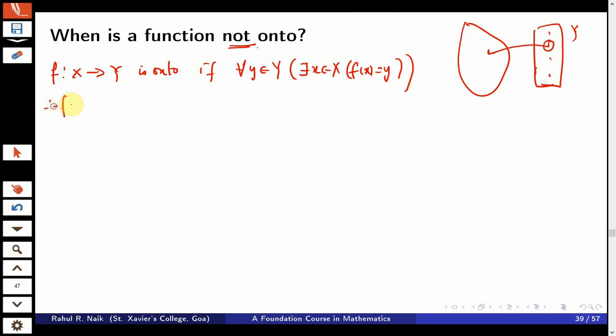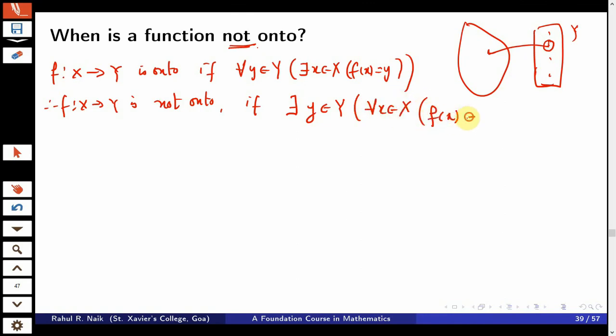So, therefore, f from X to Y is not onto if you can produce an element in Y such that, given any x in X, it will never be an image of that point. So, f of x will never be equal to y. Given you are able to produce an element in the codomain such that no element in X forms a pre-image of that particular point. Let us see some examples.